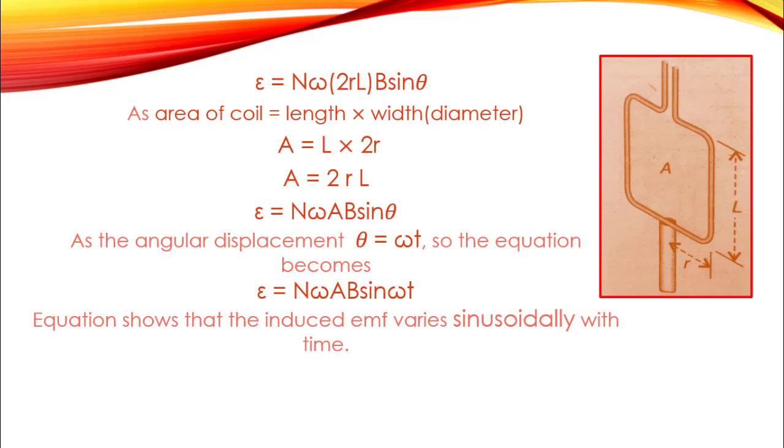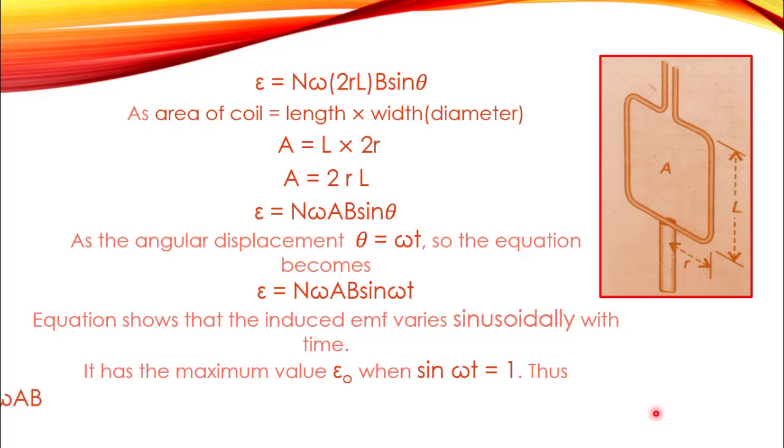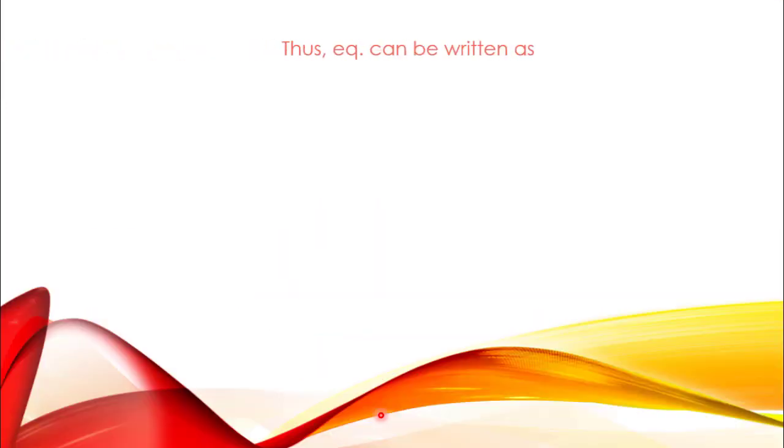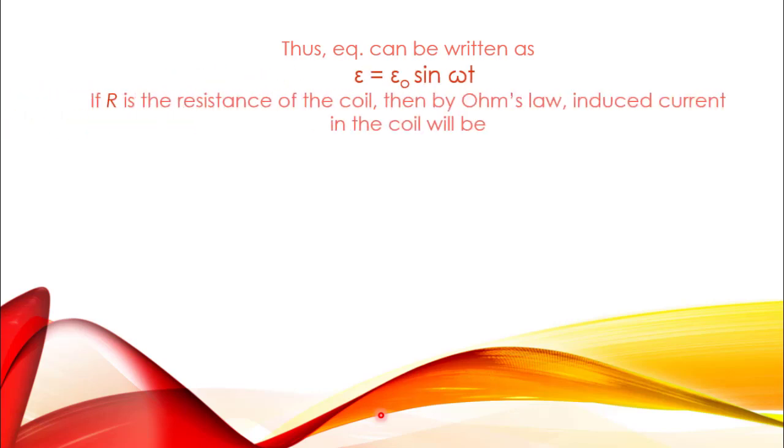This equation shows that EMF varies sinusoidally with time. We know that the maximum value of the sine function is 1, so EMF would have maximum value when sin omega t is equal to 1. Thus maximum EMF represented by E naught is equal to n omega A B. This equation can be written as E is equal to E naught sin omega t.